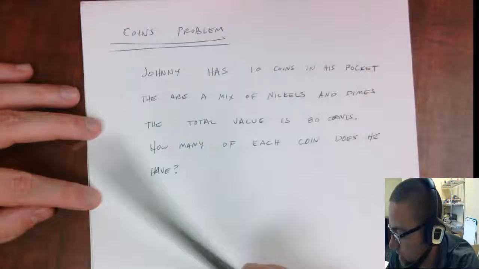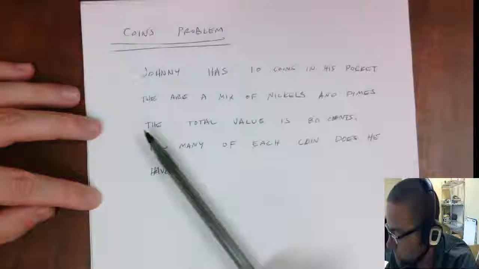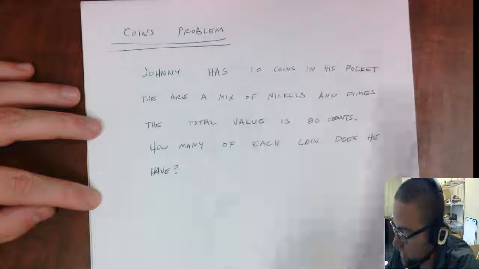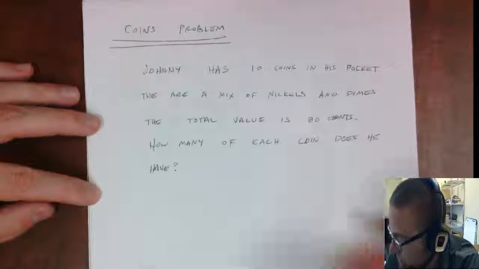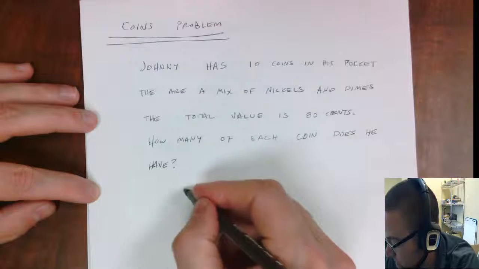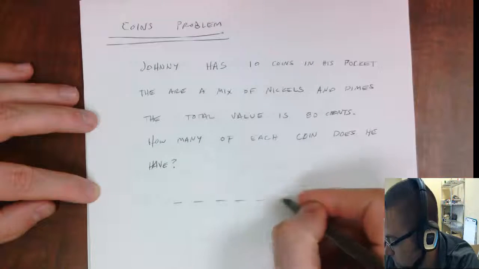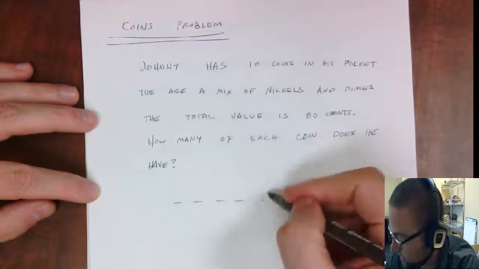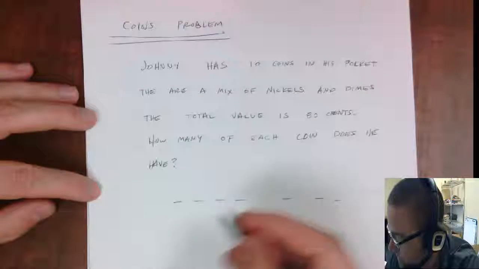Johnny has 10 coins in his pocket. They are a mix of nickels and dimes. The total value is 80 cents. How many of each coin does he have? So what you imagine here is there's 10 slots to fill, right? And they have so many nickels and so many dimes.